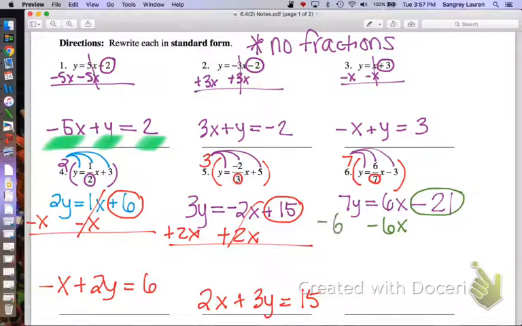So we're going to subtract 6x from both sides. We want to write the x's first. So we have a negative 6x plus 7y equals negative 21.